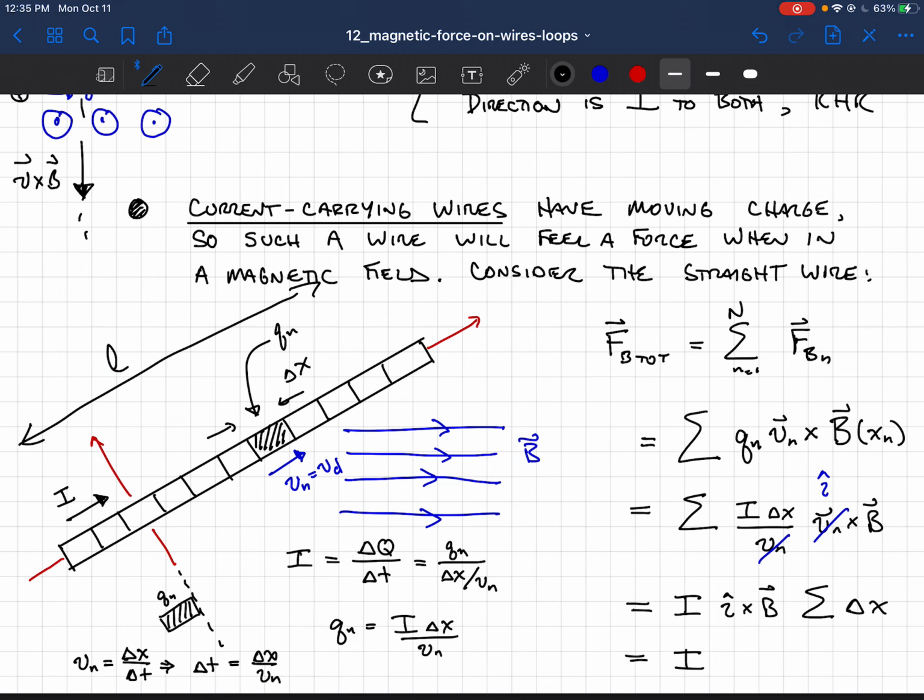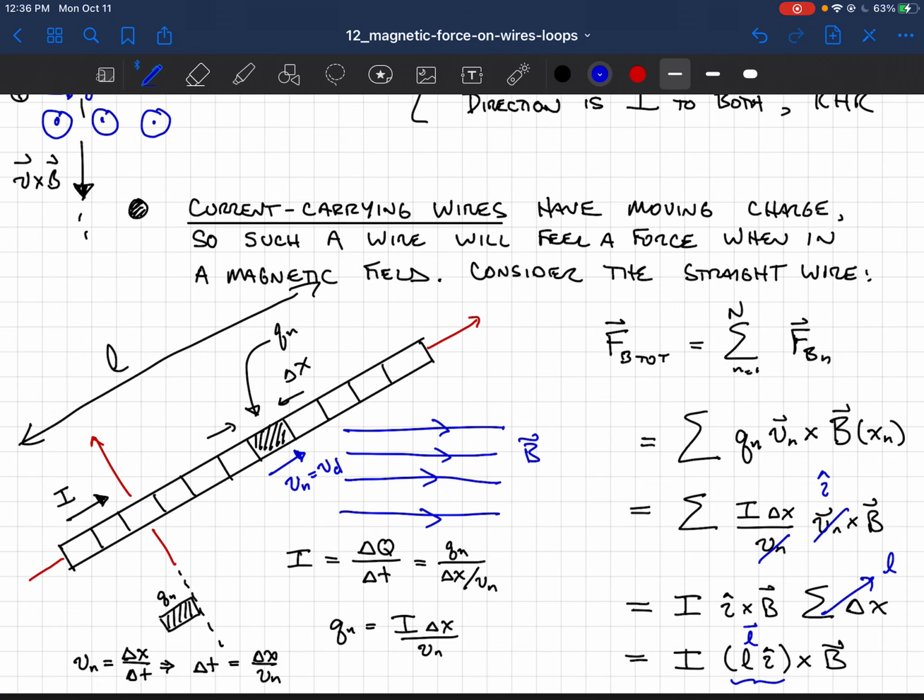And so we could write that as I L I hat cross B. So I've just put together the total length, which we got from adding up the total chunk lengths, and it's crossed together with B. Now what we usually do is we say, well, I'm just going to call this a vector, the L vector. So it's a vector of length L, the length of the wire, and it points in the direction of the current, which is the direction that I've chosen that x-axis to point.